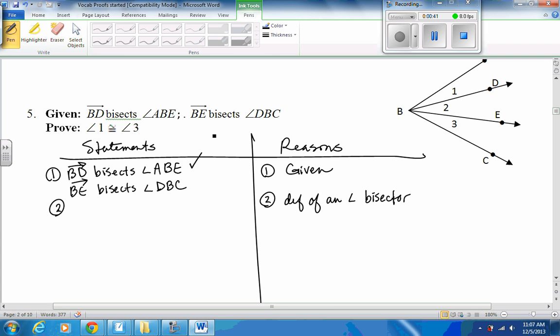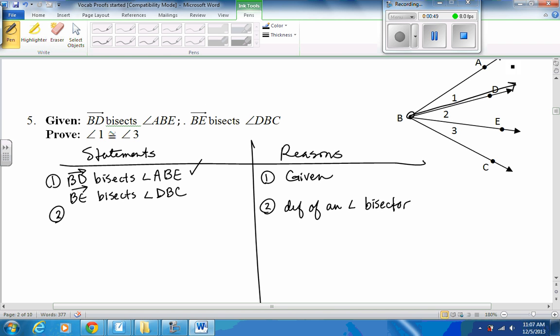Ray BD bisects angle ABE. So I'm going to highlight Ray BD. Angle from A to B to E is that whole top portion. So if that angle is being split right down the middle, if it's bisected, look at your conclusion that we're supposed to be making from your sheet of properties. We're supposed to be saying two measures are equal. Which two measures? Measure of angle 1 and measure of angle 2.